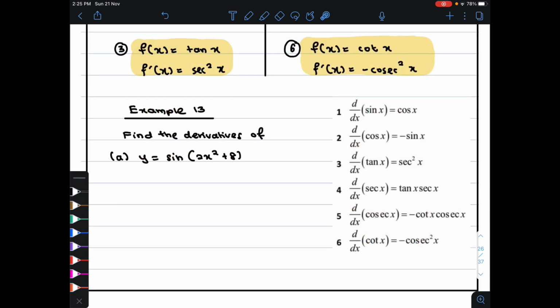So let's do example 13, where we need to find the derivative of the following function. For question A, we have y equals sine of 2x squared plus 8. So now here, the function is no longer x. This is a function, and let's call this function u. So we will get y equals sine u. So we will differentiate this function. Differentiate y, we will get dy over dx. Now let's differentiate sine u. So we need to differentiate sine.